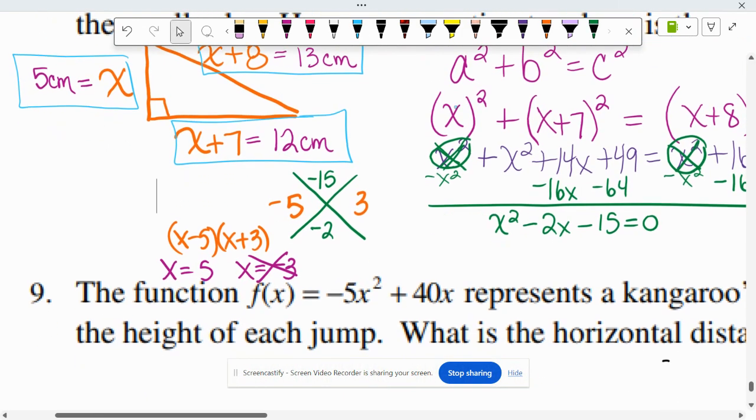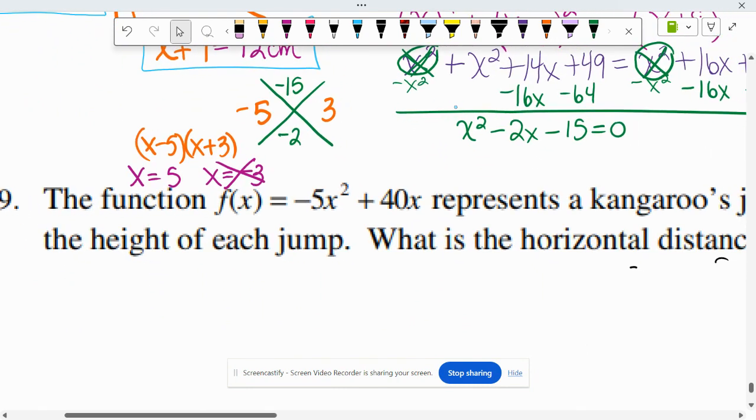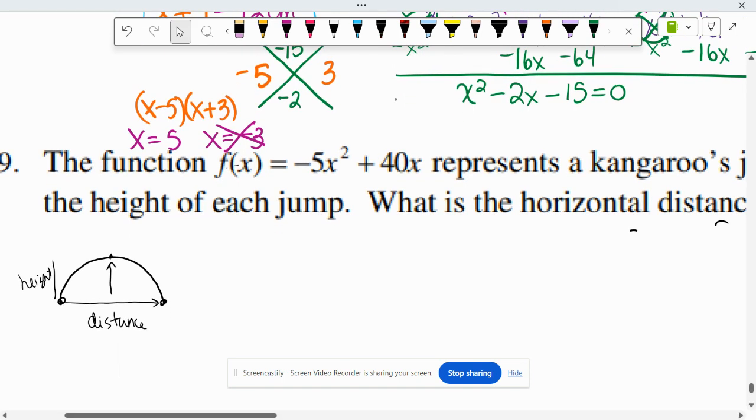We're almost done. Number 9, the function f of x equals negative 5x squared plus 40x represents a kangaroo's jumps. So I've got this kangaroo, it's jumping, just like that. So the f of x is the height. So like this vertical represents the height, but the x coordinate or the horizontal represents the distance that it jumps forward, the horizontal distance, how far it jumps forward. So we need to figure out what the horizontal distance is.